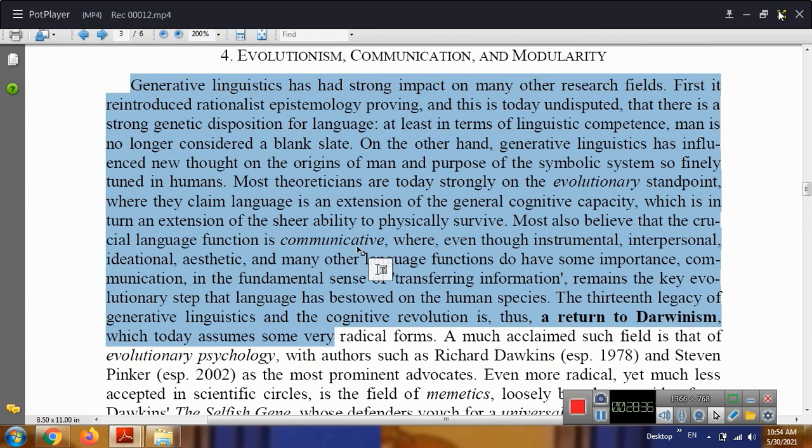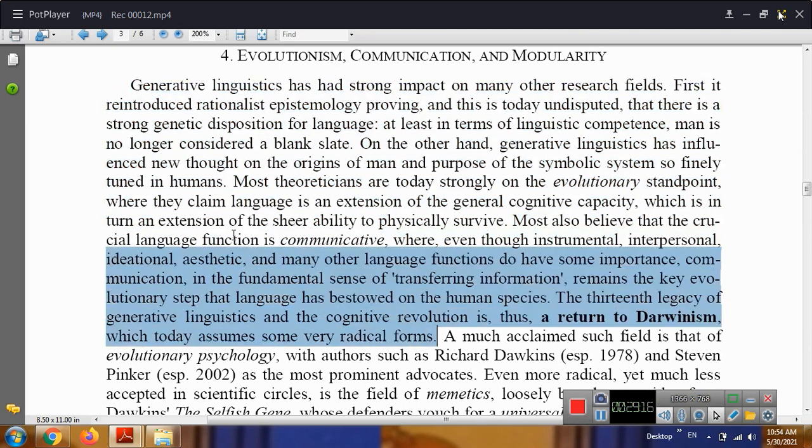Even so, instrumental, interpersonal, ideational, aesthetic, and many other language functions do have some importance. Communication in the fundamental sense of transferring information remains the key evolutionary step that language has bestowed on the human species. A certain legacy of generative linguistics and the cognitive revolution is a return to Darwinism. We today assume some very radical forms.